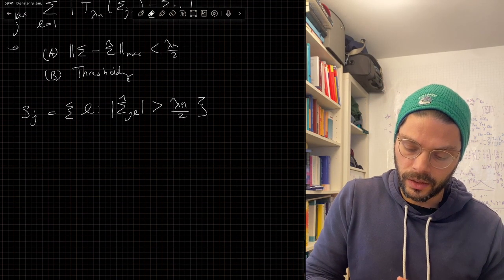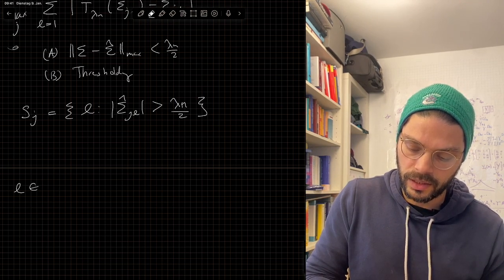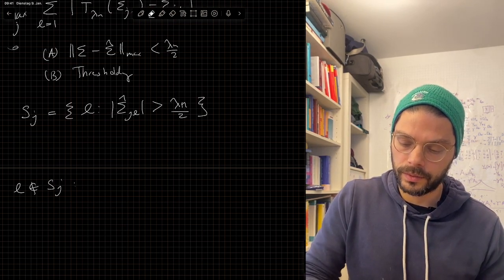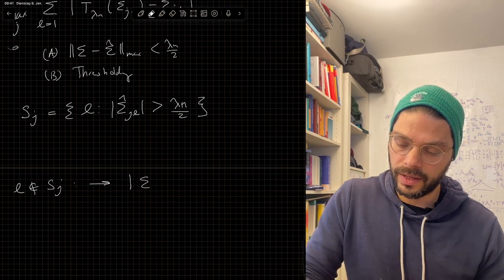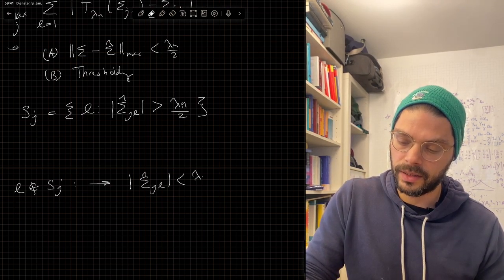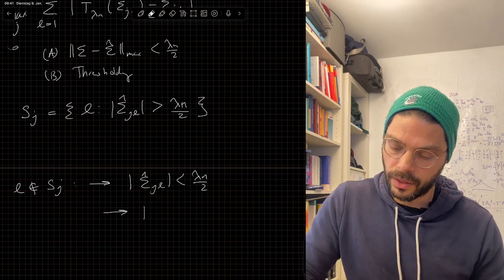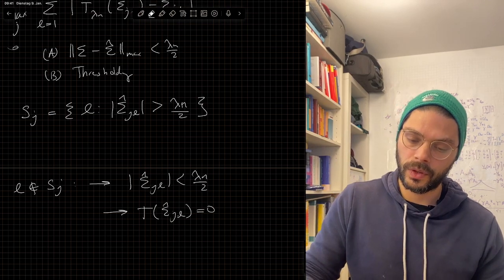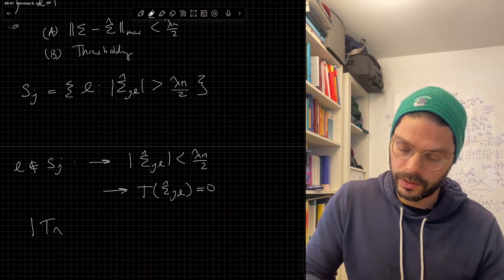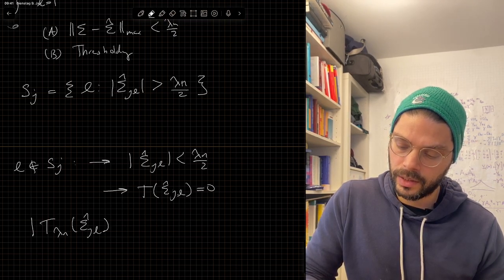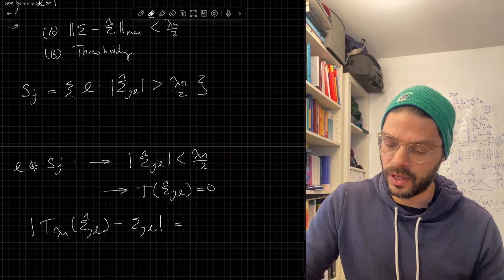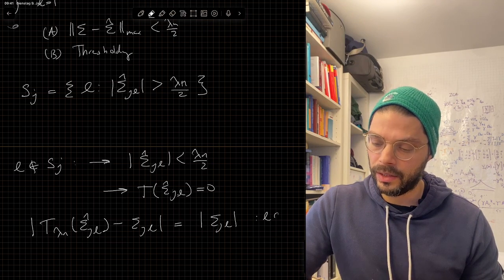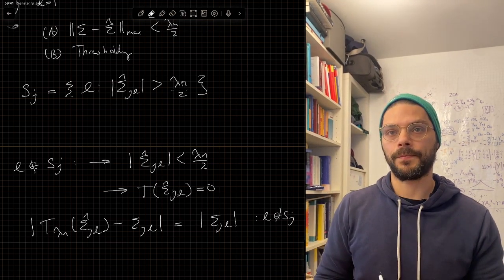So first, let's consider two cases. Let's consider that L doesn't belong to Sj. In that case, that's going to mean that Sjl is less than lambda n over 2, which means that it's going to get thresholded away. So the contribution for lambda n of Sjl minus Jl is just going to be equal to Jl. So this is for L not being in Sj.